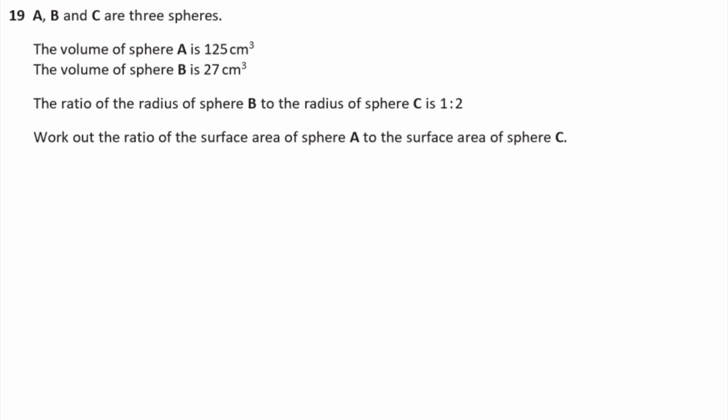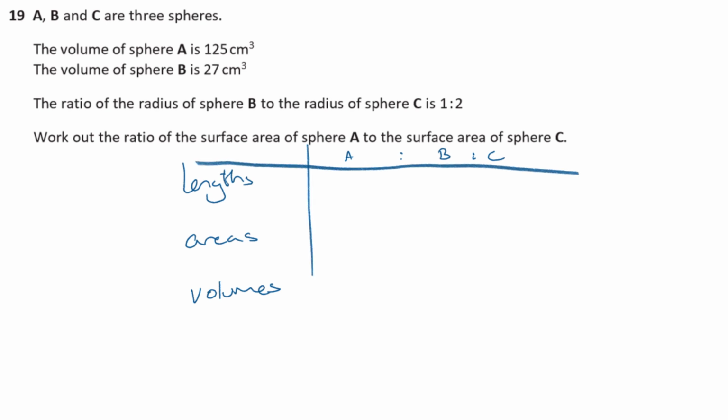Okay, so let's have a think. Let's break this down into ratio of lengths, ratio of areas, and ratio of volumes. So let's do lengths for A, B, and C, areas for A, B, and C, and volumes for A, B, and C. So we've got a little table going on here. We could even make it a table.